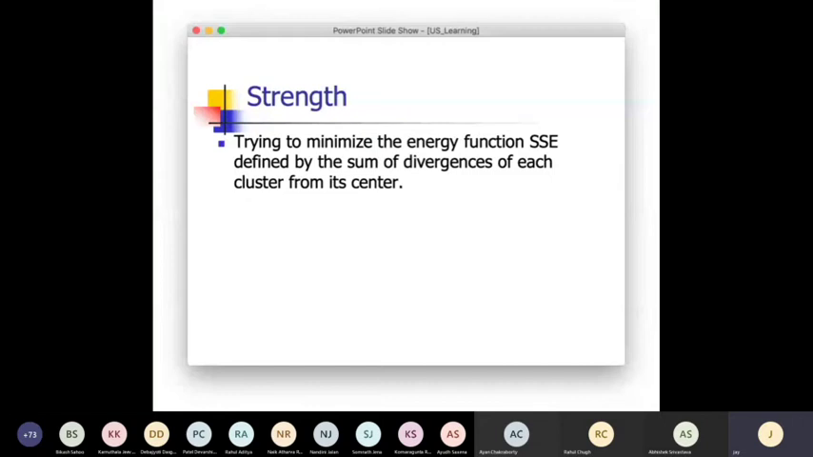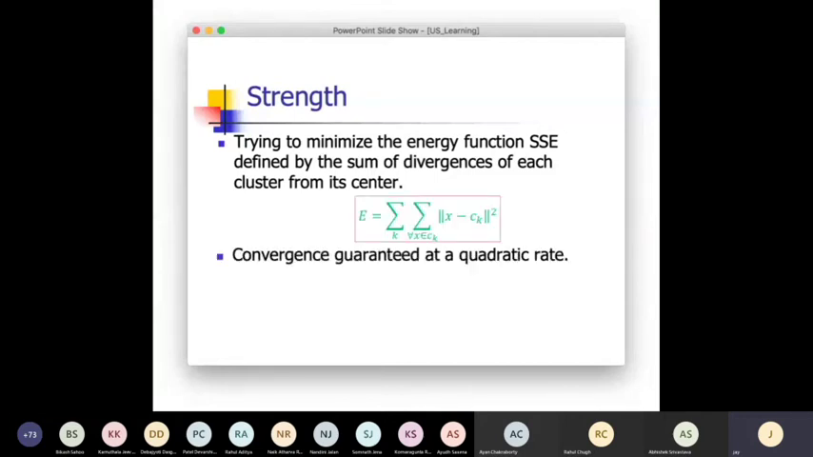As you can see, it is trying to minimize the energy function, like the sum of squared errors from the centers. So it's a very well defined optimization problem. And the convergence is guaranteed at a quadratic rate, that can be shown. And convergence is guaranteed, as I mentioned, but there could be some oscillations also, which means it will oscillate marginally with respect to that selection. So it has linear time complexity in N, D, and K, because what you are doing every time is computing.